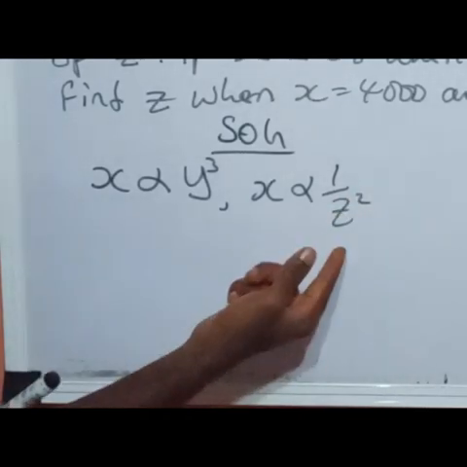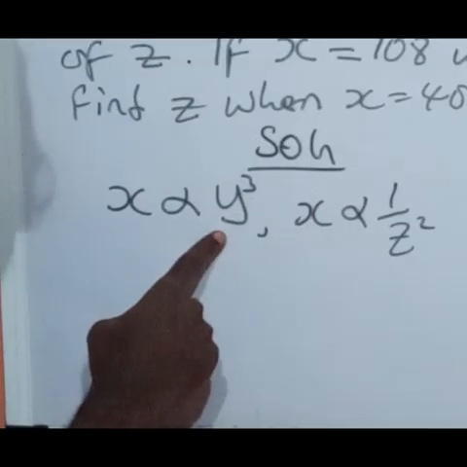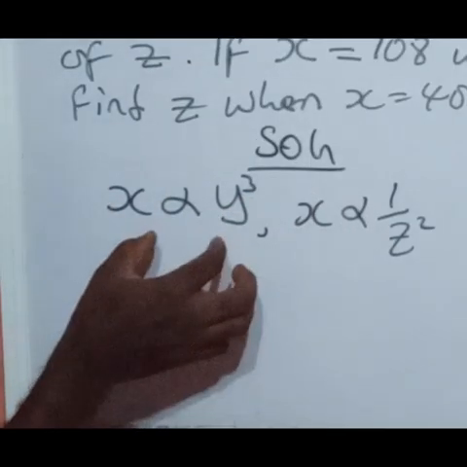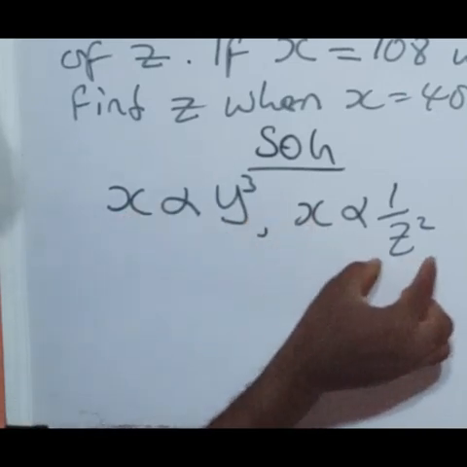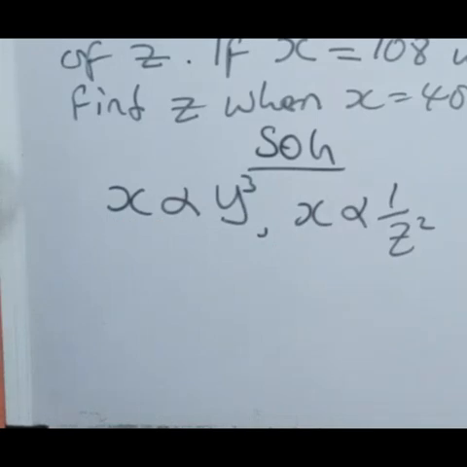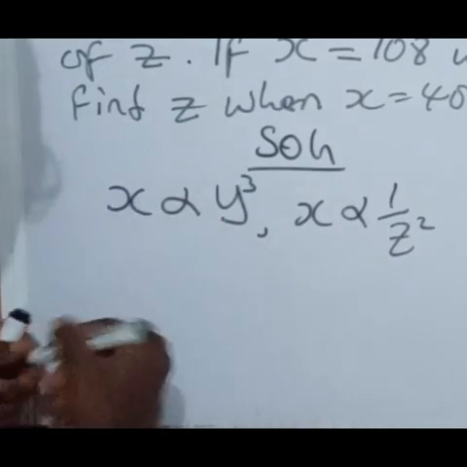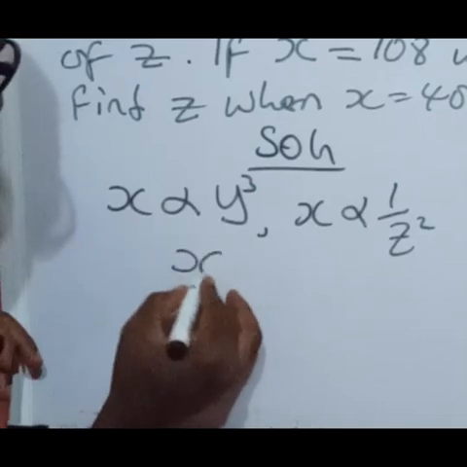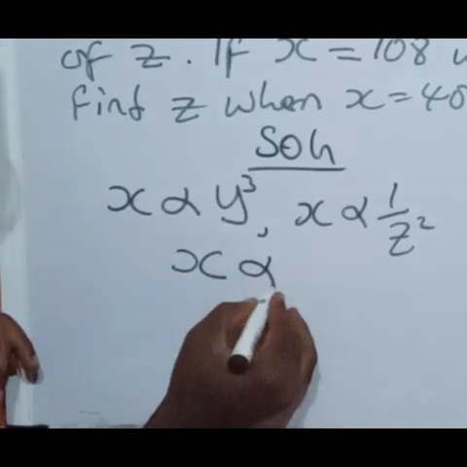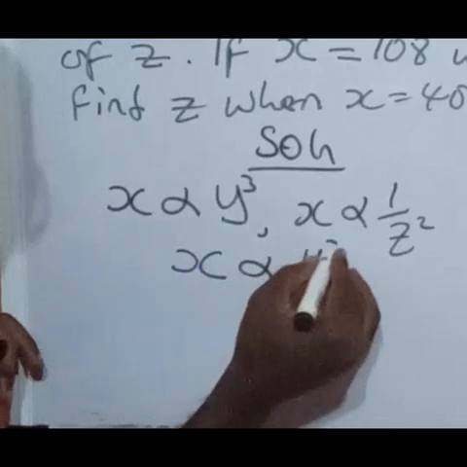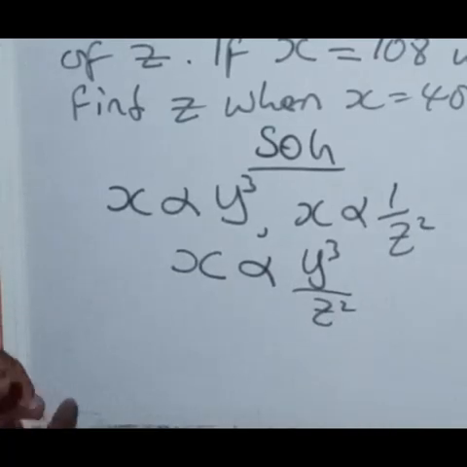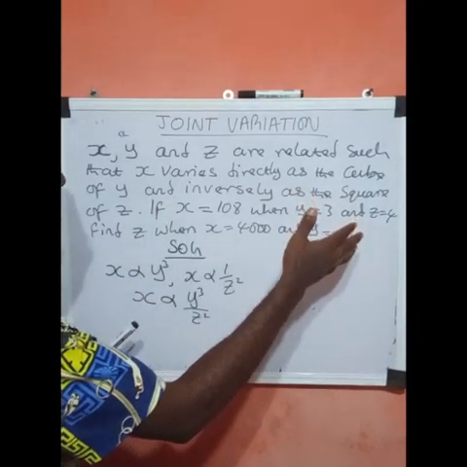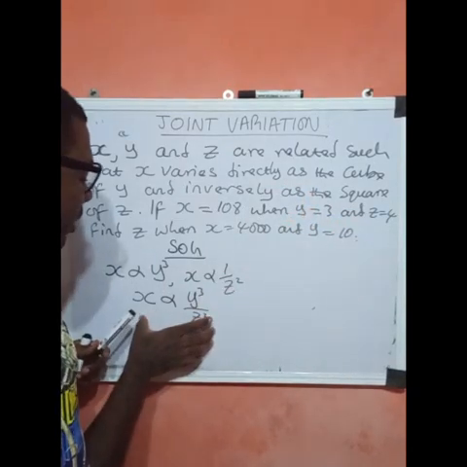Okay, this is how we represent inverse variation. This is how we represent direct variation. So the same x varies directly as y cube and inversely as z squared. So if we put them together, x is proportional to y cube all over z squared, because this one is inverse. So this is what we have, and then whatever comes is after we've interpreted this.